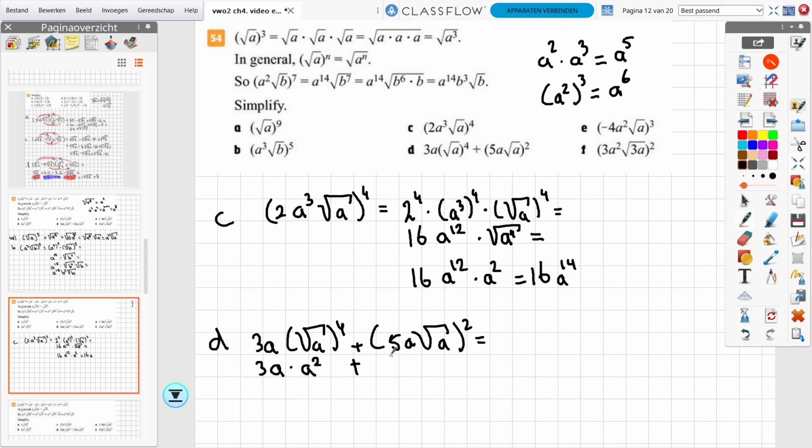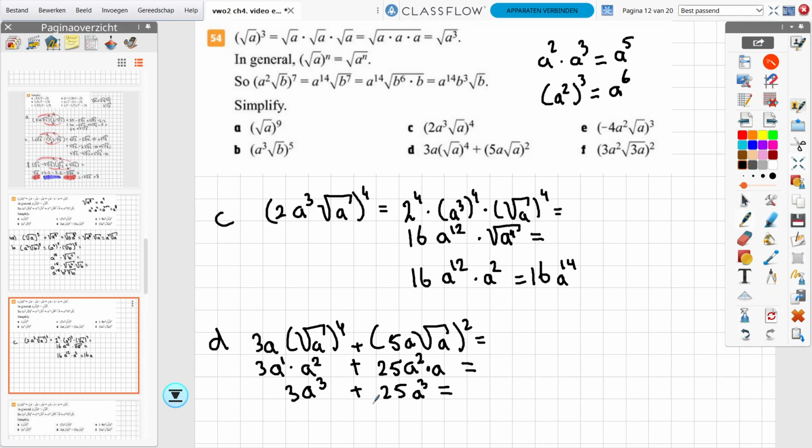plus 5a root a squared. Everything is squared, so 5 squared, that's 25. A squared, that's a squared. Root a squared, a root and a square cancel each other out, that's just a. 3a times a squared is 3a to the power of 3. Remember, there's a 1 here. 1 plus 2 is 3. Plus 25a squared times a is 25a to the power of 3.